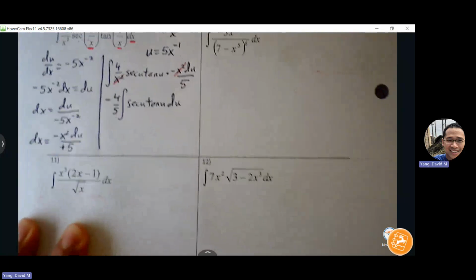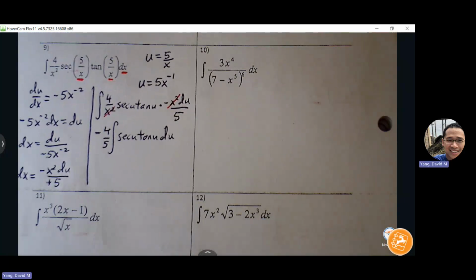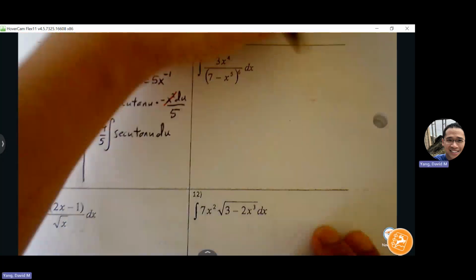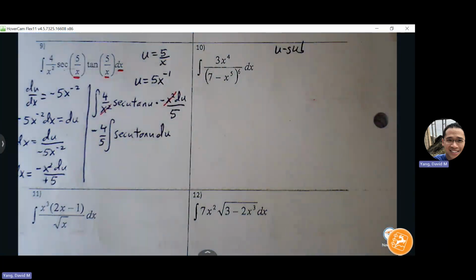Okay, let me go back to where we were and see if we can identify the first steps again, and we'll work on finishing up these problems. So number 10, can we expand our way through? No, right. Okay, so u substitution, what's our u value? 7 minus x. Yeah.